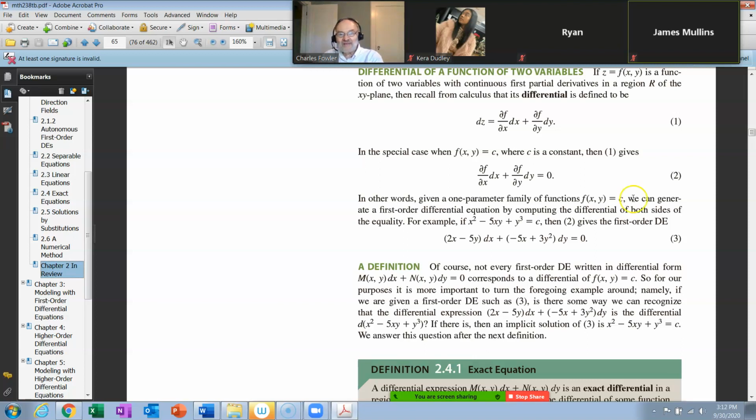Okay, so let's say this is what we have: x squared minus 5xy plus y cubed is equal to some constant c. Now we're doing things backward from what we will be doing, but this is just to give you an idea of how this works. Now, if you're doing, well, I'm going blank on the word for it, implicit differentiation of this equation here. Okay, implicit differentiation.